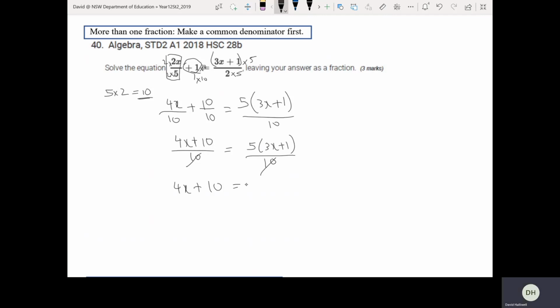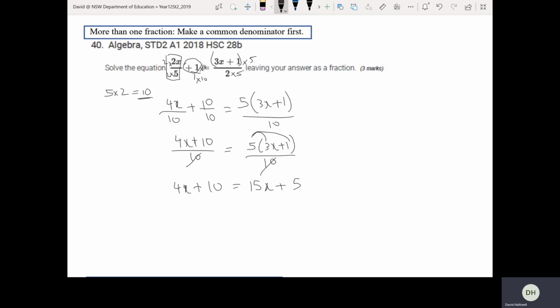All right, expand this bracket here. So that'll be 15x plus 5. Make sure you don't forget to times the second term in the bracket by what's out the front. Now we've got x's on both sides. We don't like that, so we're going to bring the x's over to one side.